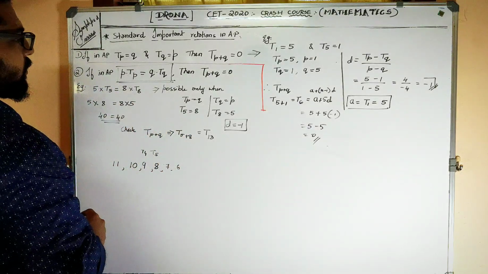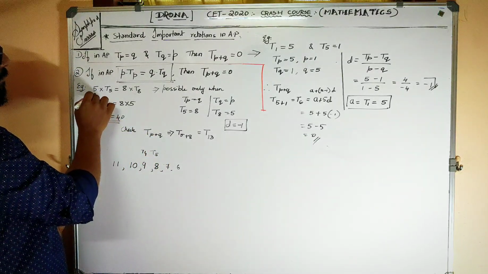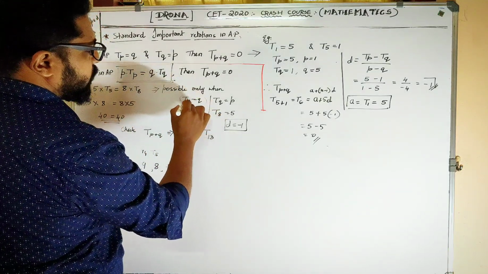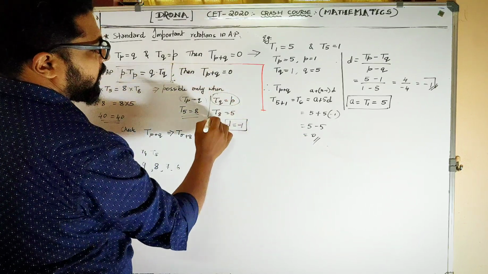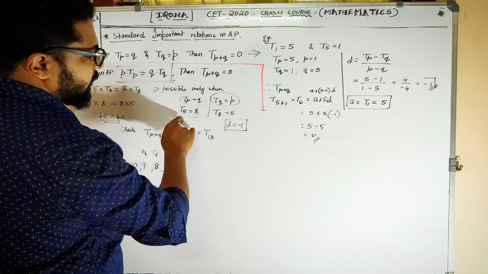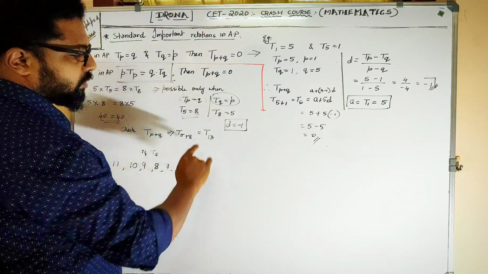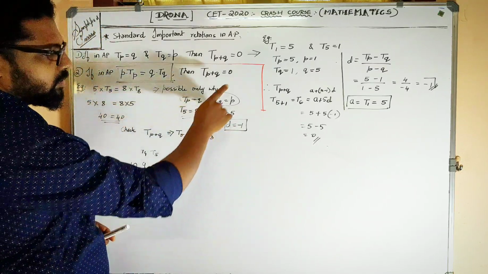Suppose in some random AP, you can see the Tp is equal to q condition, that is, the fifth term is 8, and Tq is equal to p, the eighth term is equal to 5. Okay, now the fifth term is 8 and the eighth term is 5. Just by looking at this, these two are the mirror image of each other, correct? That's what I told in the previous example.